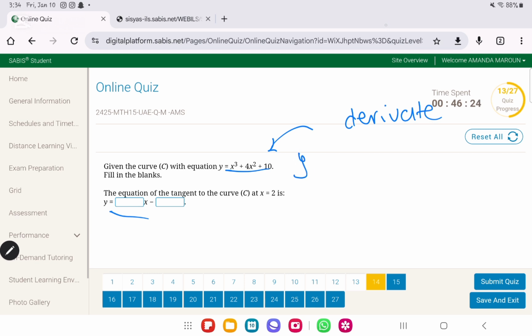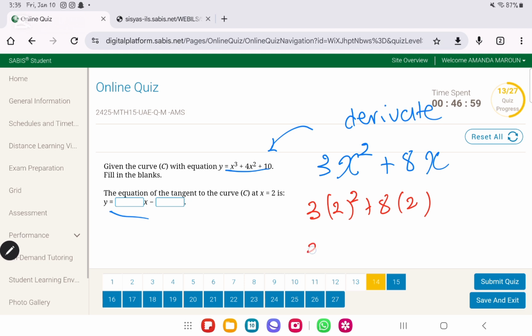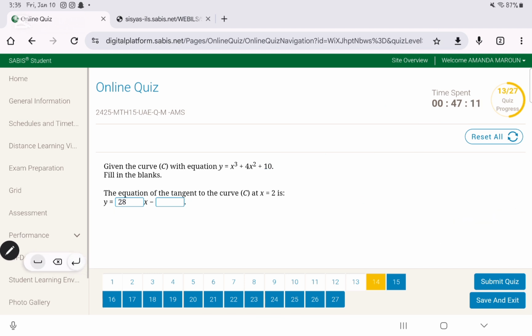We are not going to get y, sorry. We are going to get the slope by finding the derivative of this equation. So very simply, the derivative of this equation is 3x to the power of 2 plus 8x plus 0. So in other terms, it's 3x to the power of 2 plus 8x. Now very simply, we substitute the x by 2. So 3 times 2 to the power of 2 plus 8 times 2. So 3 times 4 plus 16. That is then 12 plus 16, which will give us an answer of 28. So we found the slope, which is 28, and we put it next to x.